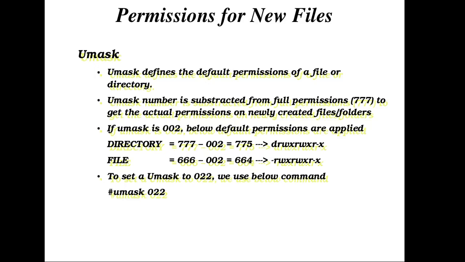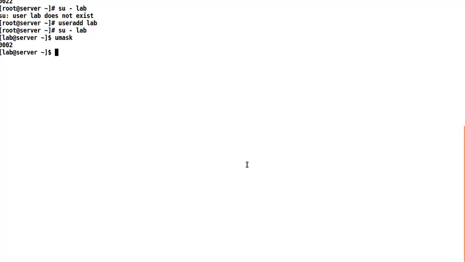For a directory, the value is subtracted from 777, whereas if it is a file, it is subtracted from 666. In order to change the umask value, you could simply use umask and the value that you would like to have. For example, I could change the umask value of the user lab using 022.